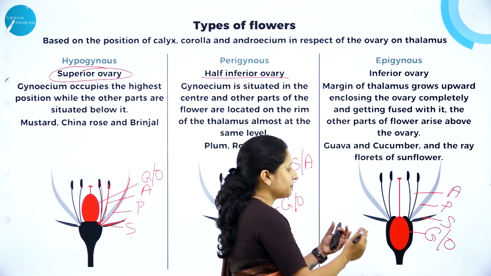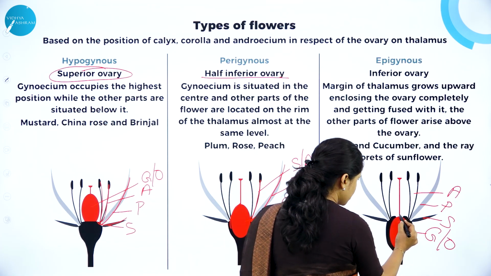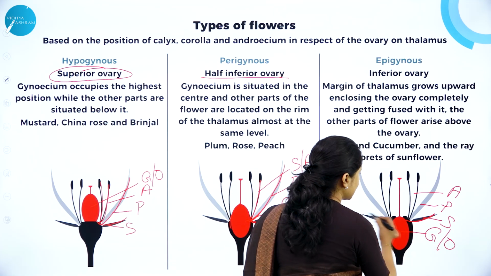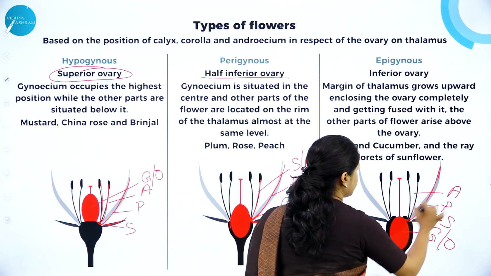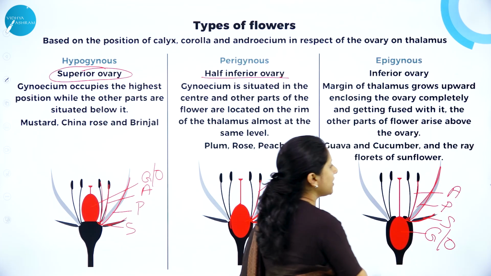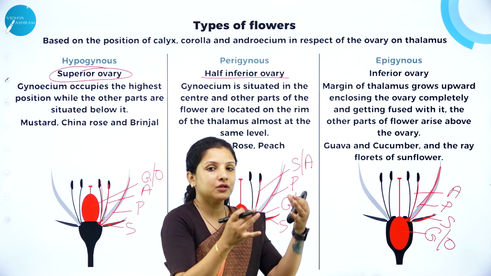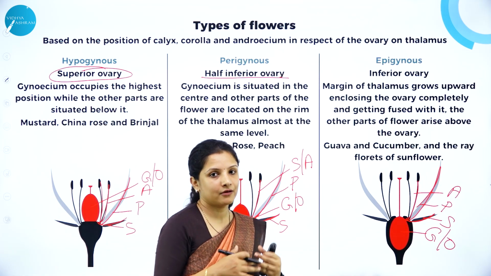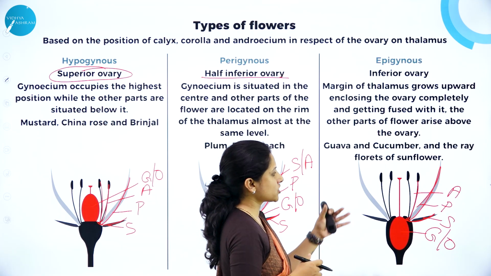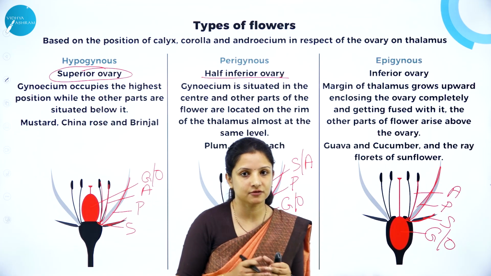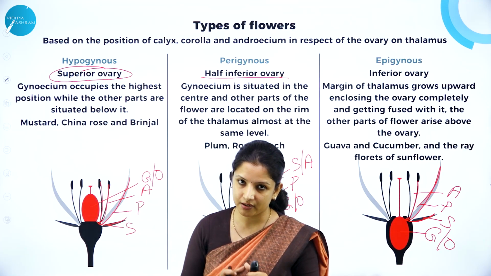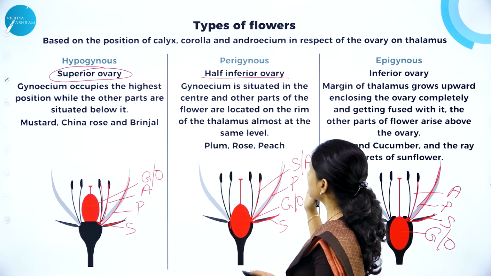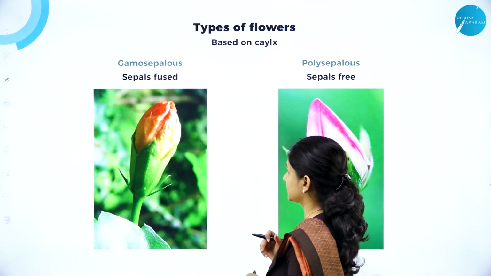Now, it is completely covered. From the top of the ovary, we have the sepals arising. From the top of the ovary, we have the petals arising. And from the top of the ovary, we have the anthers arising, which will completely bury the ovary. So, therefore, it will completely cover the ovary or the gynoecium. Such a condition is called an epigynous flower and the ovary is inferior here. So, this is about hypogynous, perigynous and epigynous.